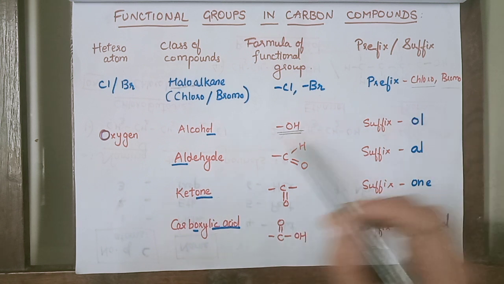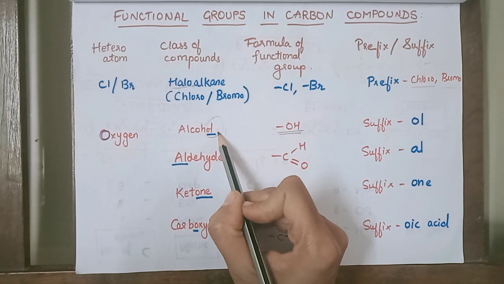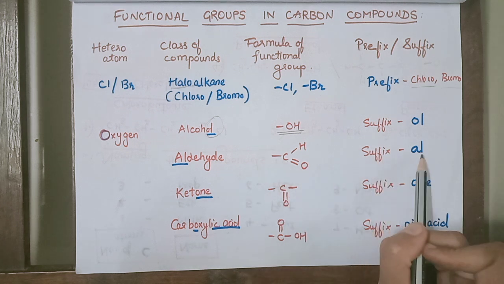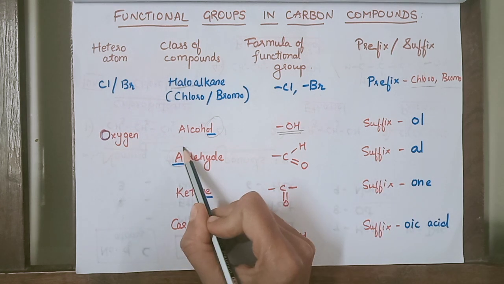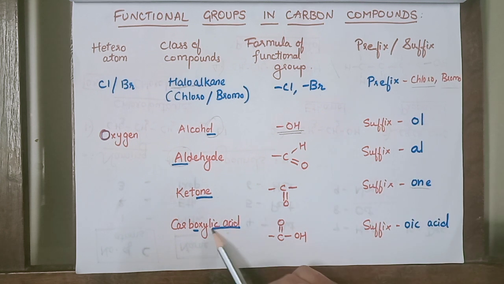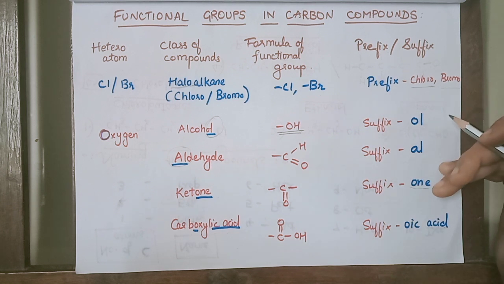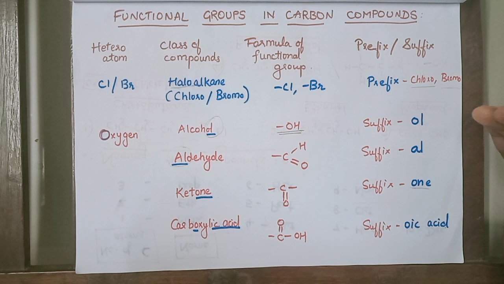Okay, and for alcohol, the suffix is -ol, which comes from the word alcohol. For aldehyde, it is -al. For ketone, it is -one, and for carboxylic acid, it is -oic acid. So these are the things which you have to remember. In fact, learn them for naming the compounds as well as to write the structural formulas.